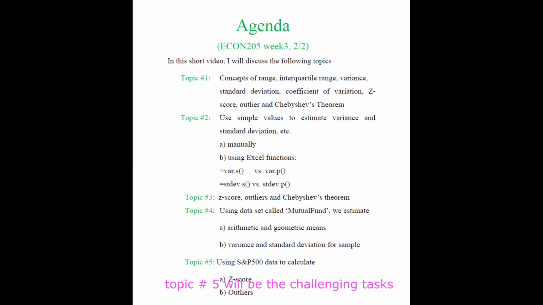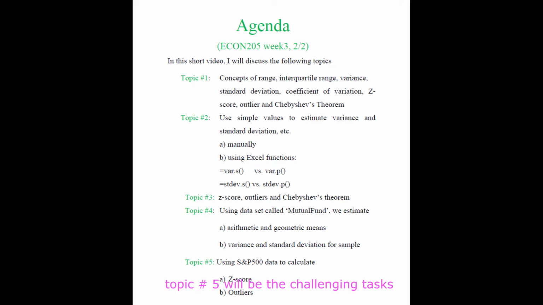Chebyshev theorem. Topic number 2, I'm going to generate simple values, like 5 to 10 values, to estimate variance and standard deviation. I'm going to show you the key concept of variance is squared deviation. We are going to estimate variance, standard deviation, and other measures manually and also using Excel functions. And also I'm going to discuss based on the sample and based on the population. So .S is for sample, .P is for population.